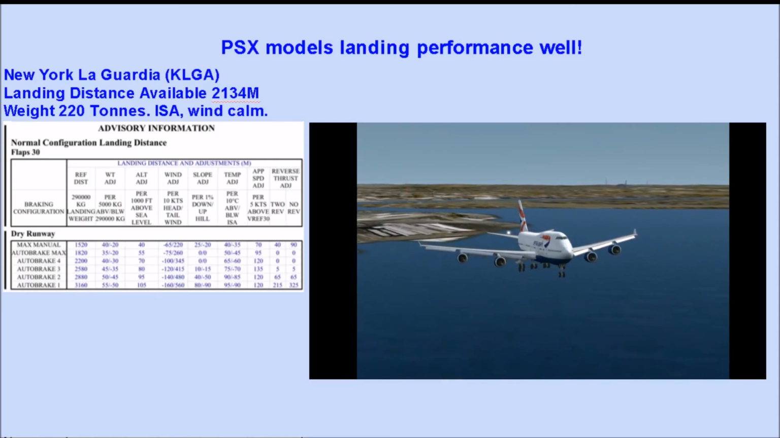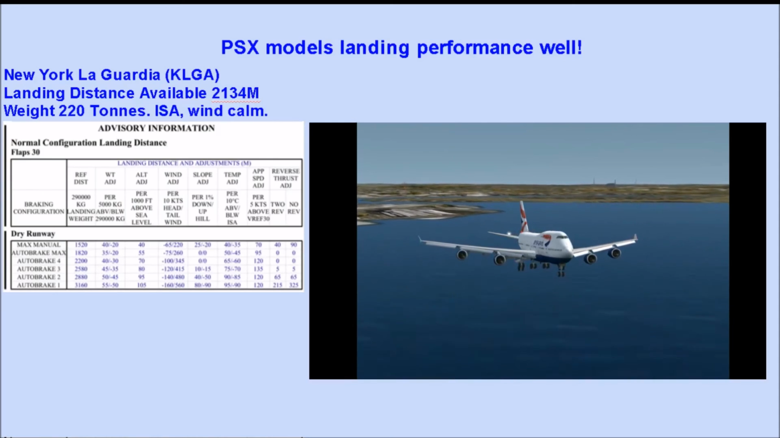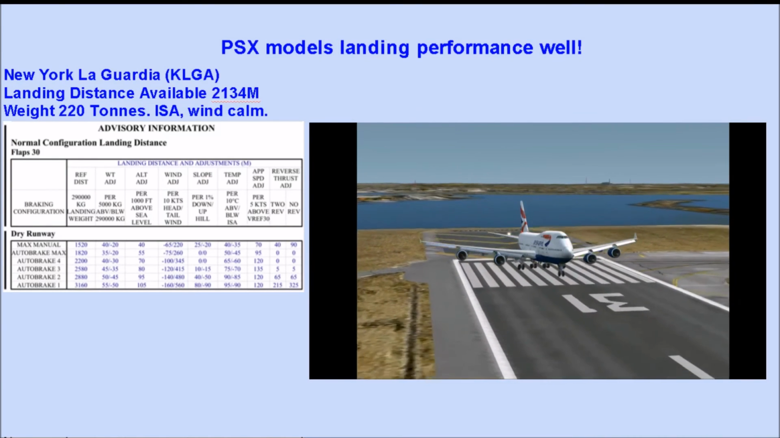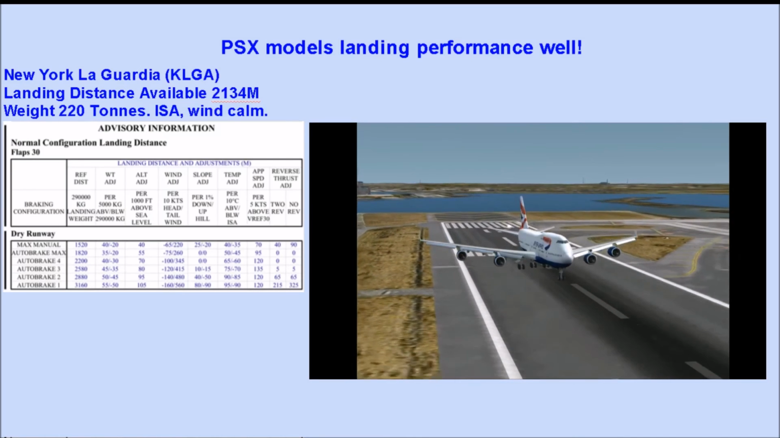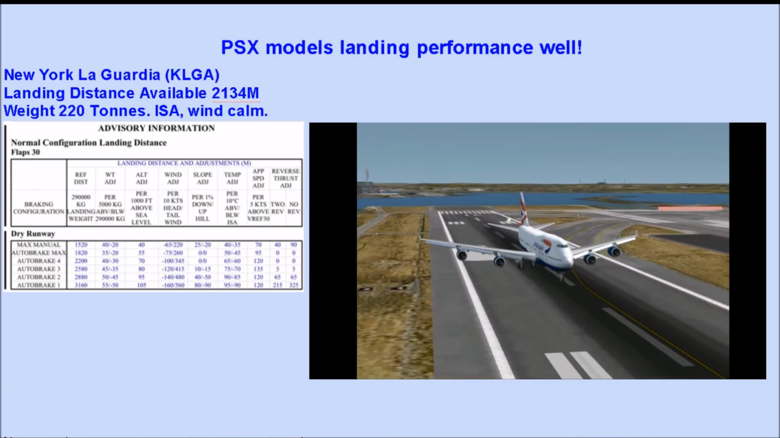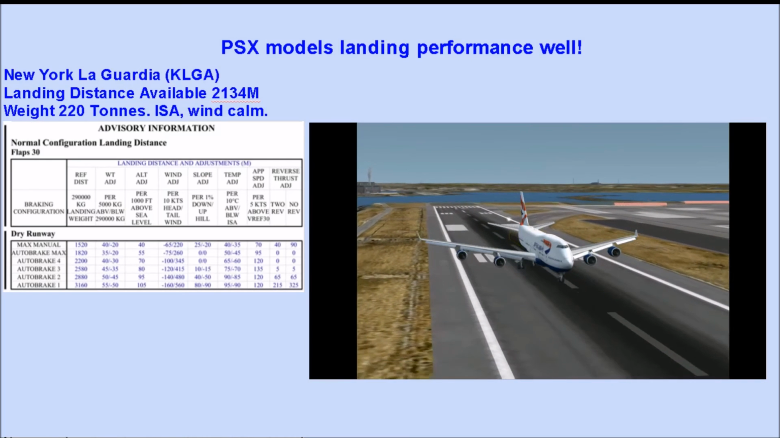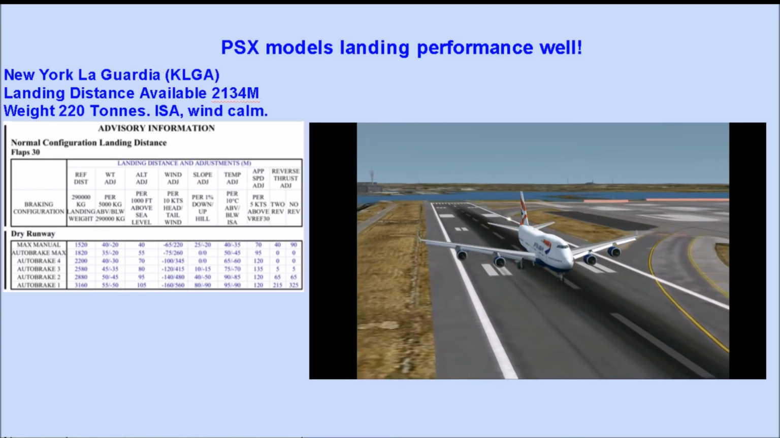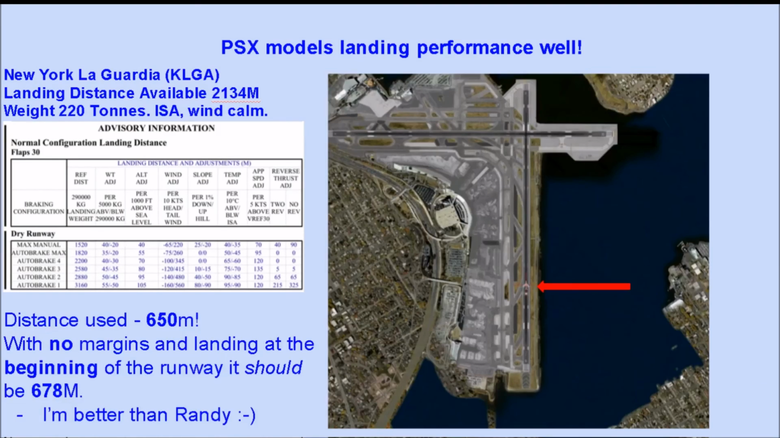So here's me doing my Randy impression. I'm coming in at VREF, flap 30, and I'm going to put it down right on the piano keys like this. Down, max manual braking, full reverse. Let's see how much runway we actually use. And coming to a complete stop now. And you can see where we finished up on the runway here in the diagram. The distance used was 650 meters, and if you do all the factors in the table, we should have had about 680 meters. So I'm pretty pleased with that, and I think Randy would be too.